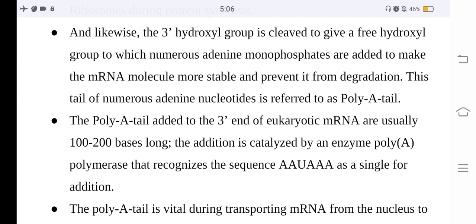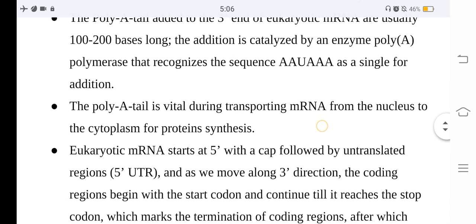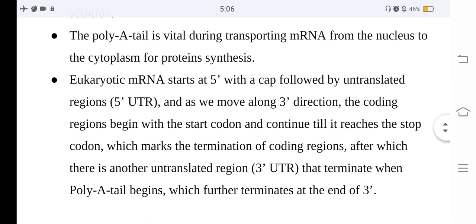The poly A tail added to the 3' end of the eukaryotic mRNA is usually 100 to 200 bases long. The addition is catalyzed by an enzyme, poly A polymerase, that recognizes the sequence AAUAAA as a signal for addition. The poly A tail is vital during transporting mRNA from the nucleus to the cytoplasm for protein synthesis.